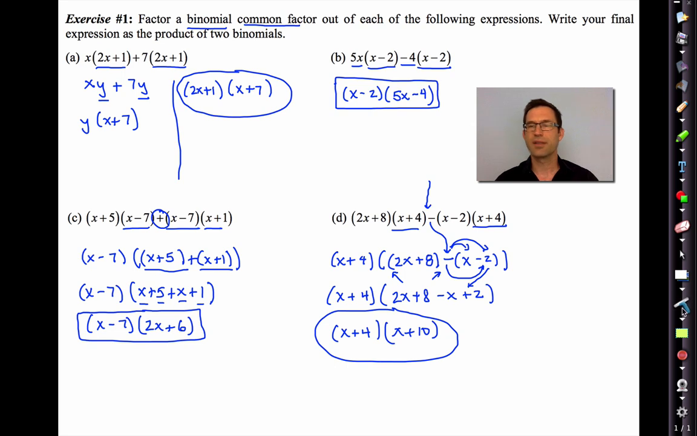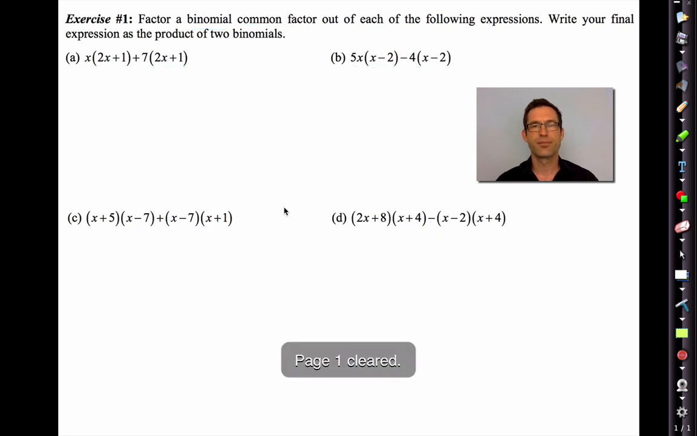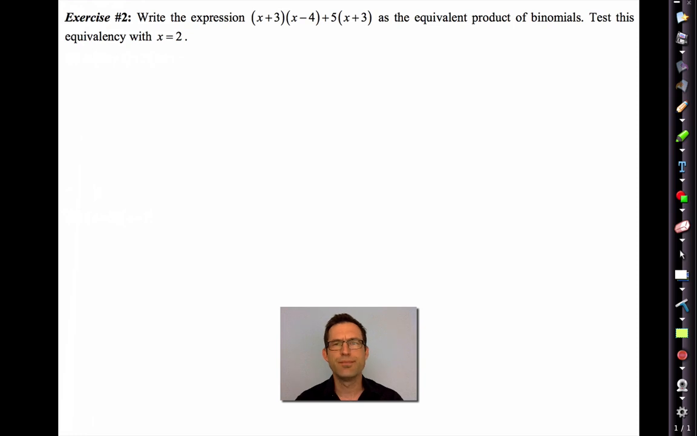All right, let's clear out the text. So let's take a look at exercise 2. Now, exercise 2 is very similar to what we just did, but I want to emphasize something. We never want to lose the fact of something very important. When we do these kinds of manipulations, when we're using real number properties, and we're going to take a look at which real number properties we're using in just a second, we are always writing expressions, not equations, but expressions that are equivalent. And we want to test that equivalency.